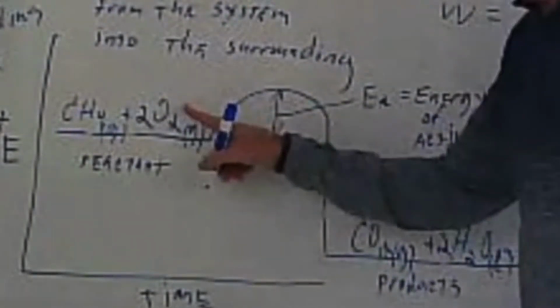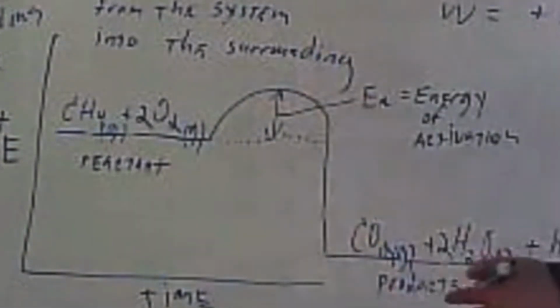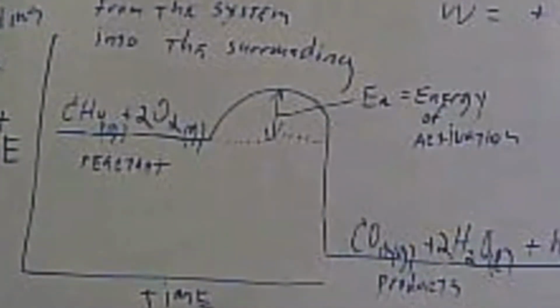And again, the spark is what gets us to this point. And then once it starts, we back away and feel the heat being released, watch the light, and the room fills up with carbon dioxide and water vapor. So it's a downhill process from that point.